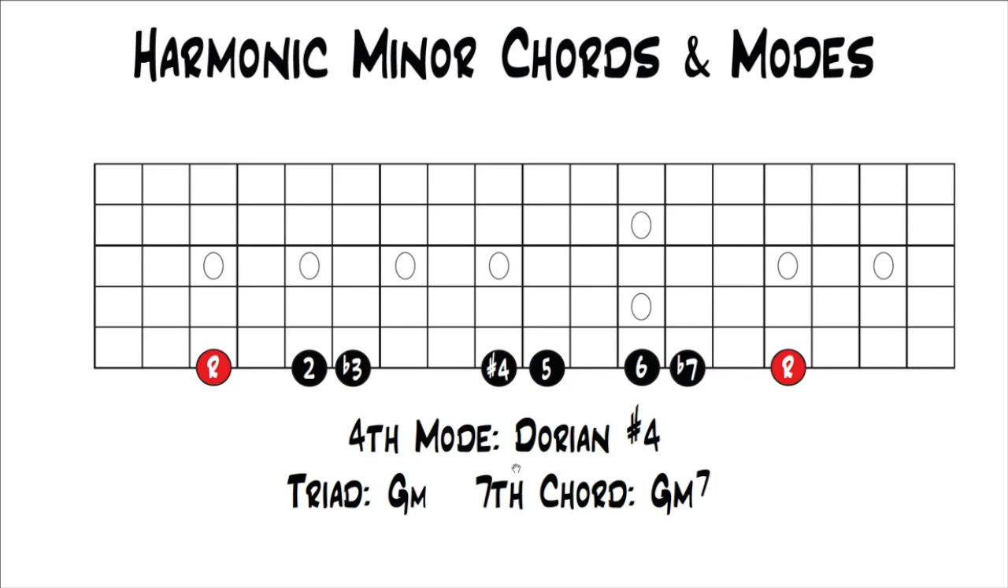The triad from it is just a regular minor chord, and the 7th chord is a minor 7, so in G that'd be G minor or G minor 7. But again, this is a very uncommon sound to hear to play these over those chords, but try it out, see what it sounds like to you.